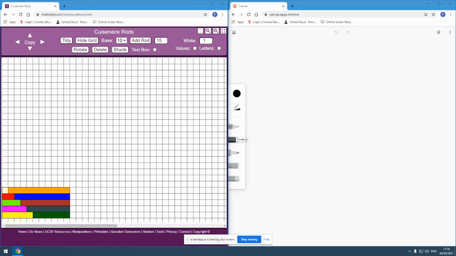Hi viewers, I am creating these videos to support teachers of mathematics in helping their learners make sense of mathematical concepts and their associated procedures and processes. And today what I thought I'd look at is simplifying a ratio. And I'm going to use my Cuisenaire rods to help me with that.